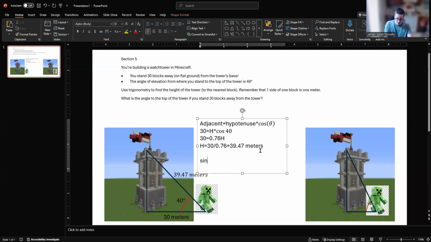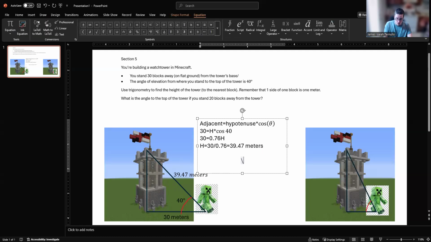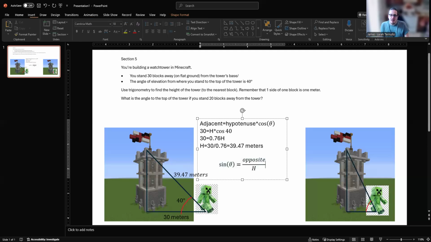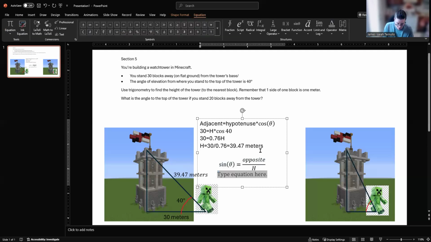From our lab manual, we see that the sine of theta is equal to opposite over hypotenuse. We'll call that big H. Okay, and so we already know our angle, and we already know our H.